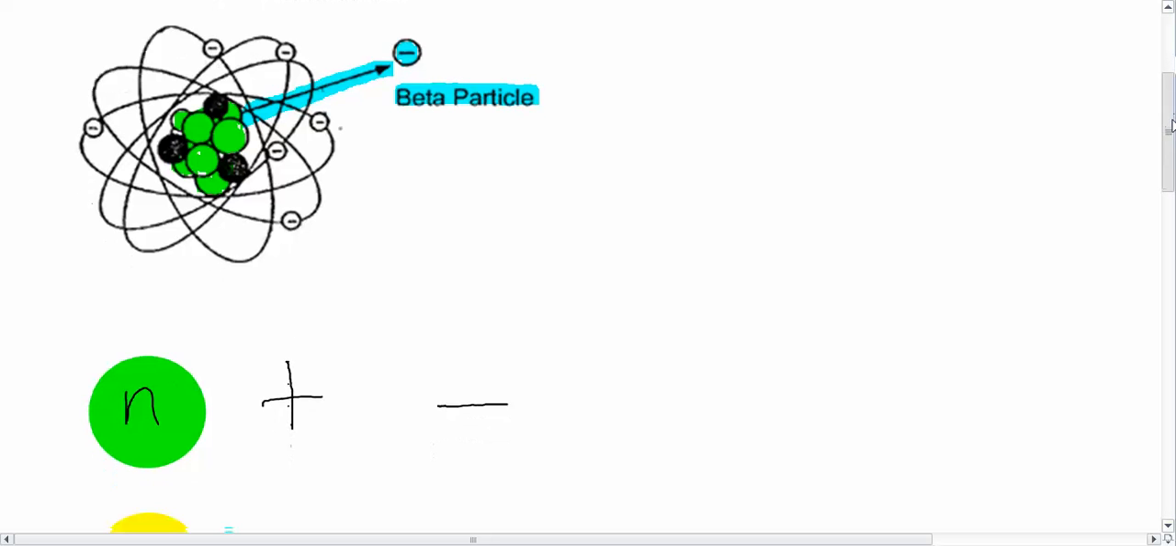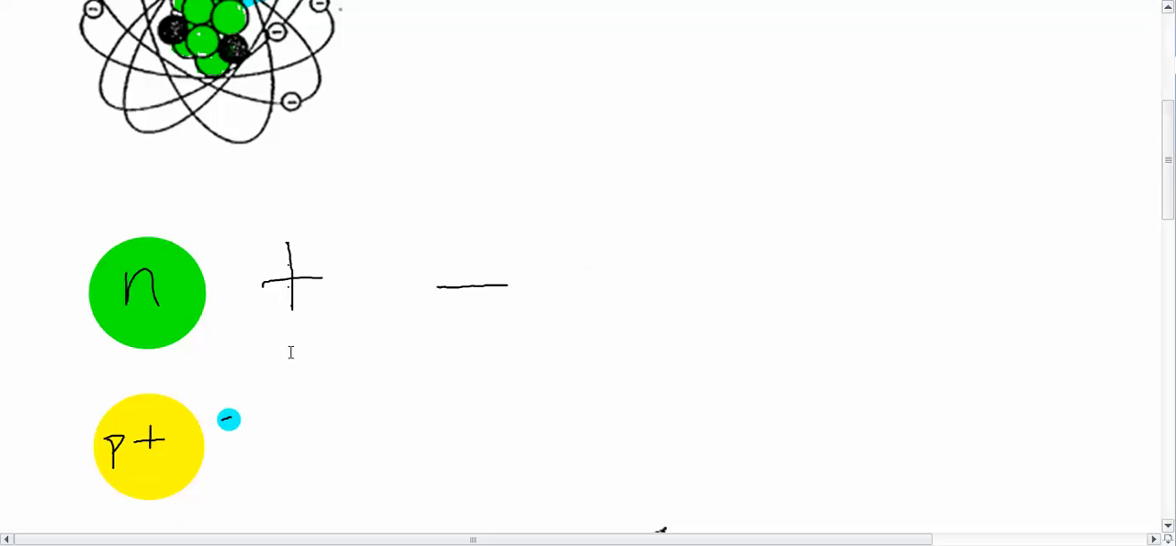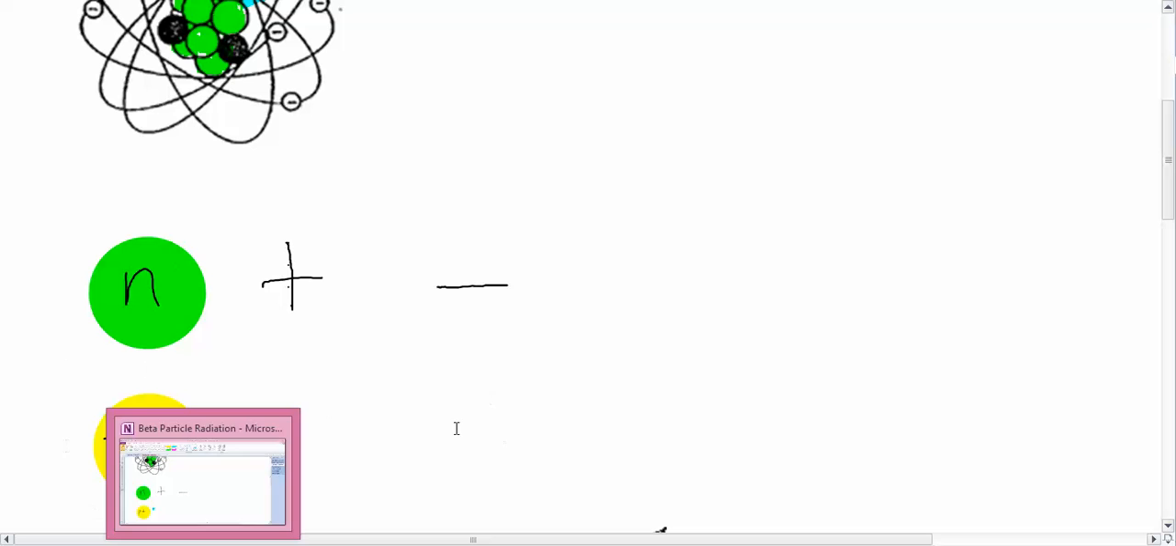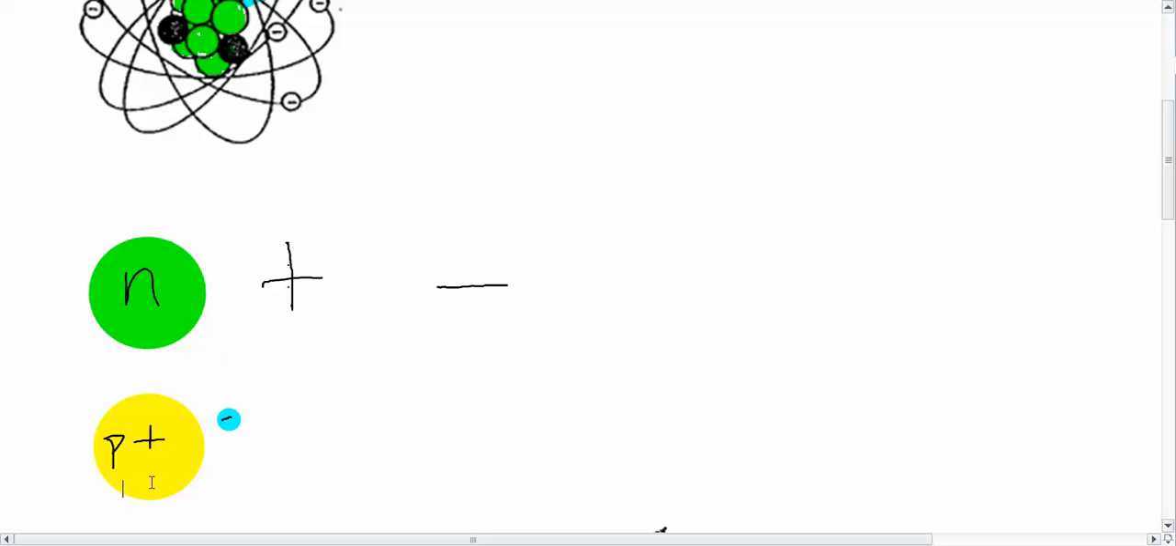I want you to think of a neutron as actually being a proton and an electron living together. The proton has the positive charge, the electron has the negative charge, and the mass goes with the proton. Because we've already talked about how protons and neutrons have pretty much the same mass, and electrons are so small by comparison we sort of ignore their mass. So a neutron is sort of a proton and an electron squished together, living together.